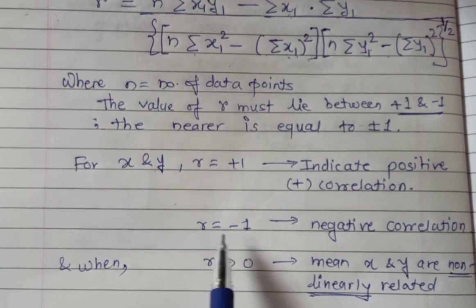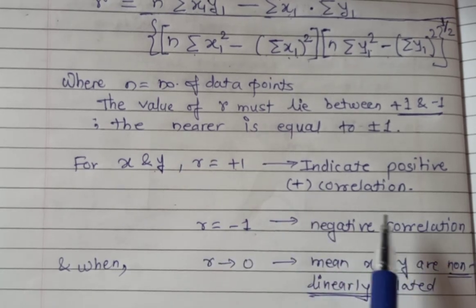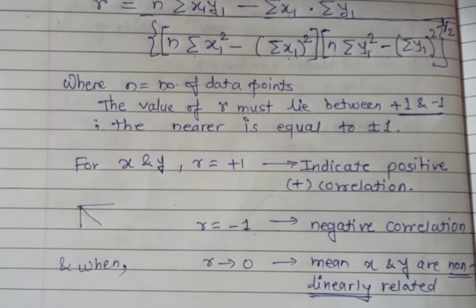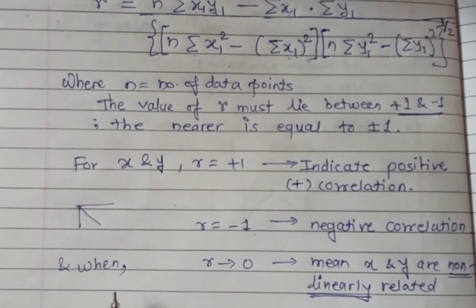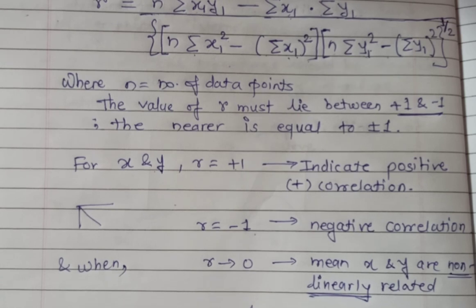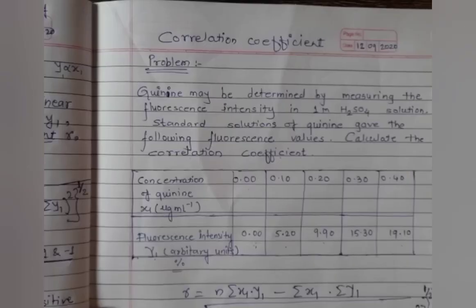The second condition is r is equal to -1. Obviously there is a linear relationship, but a negative linear relationship, means the plot will be like this. When y and x are non-linear, that means y is not directly proportional to x, at that time the value of r is equal to 0. This is the equation which is used to find the linear relationship between y and x.